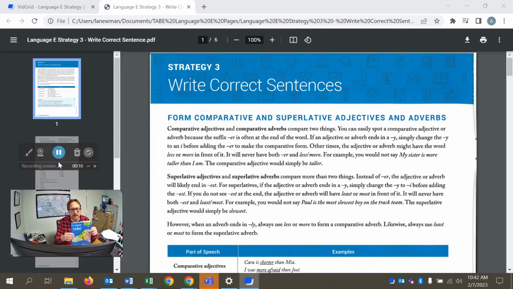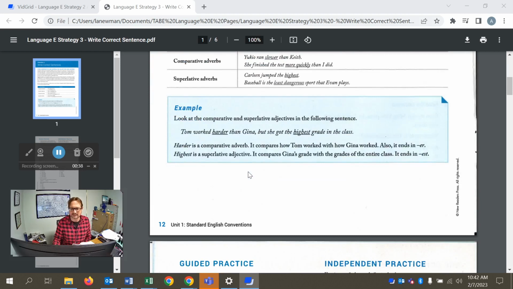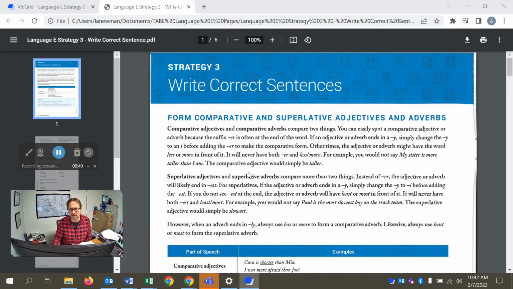Again, you should have a paper copy of this. It's the green E level. And if you don't have a paper copy, it's available to you here in the Canvas course. Simply navigate over to the left side and look for the Files menu. Click on that, and the folder is TABE language E pages. You'll see each of the lessons there that you can open up and follow along. But today we're going to start on strategy 3, and it begins on page 12 of your text.